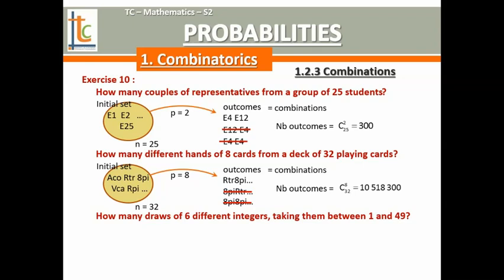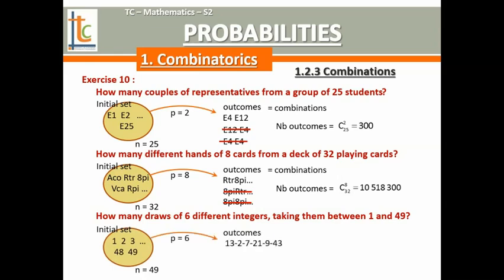So that's the number of possible different games you could have in your hand. Last question: how many draws of 6 different integers, taking them between 1 and 49? You can consider you're playing a lottery game, and you have to choose 6 numbers from 1 to 49.